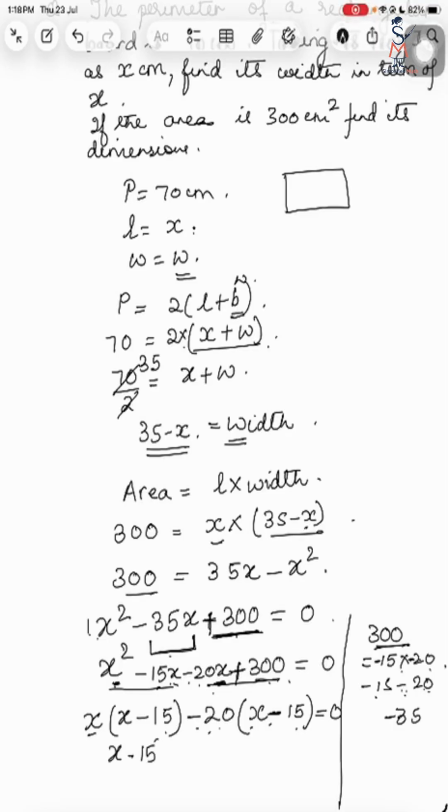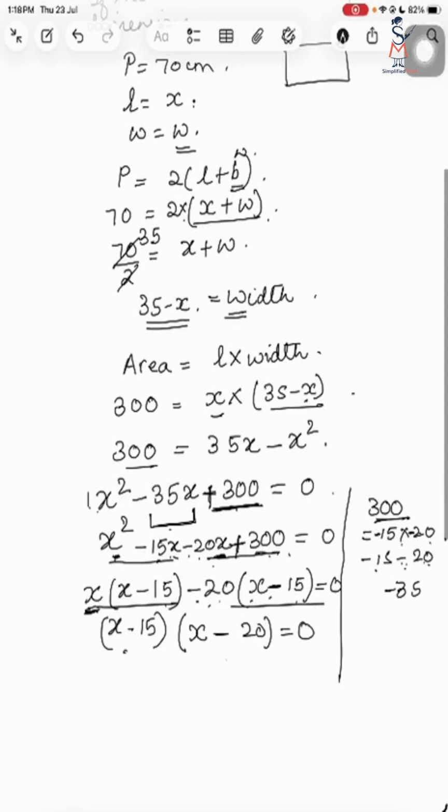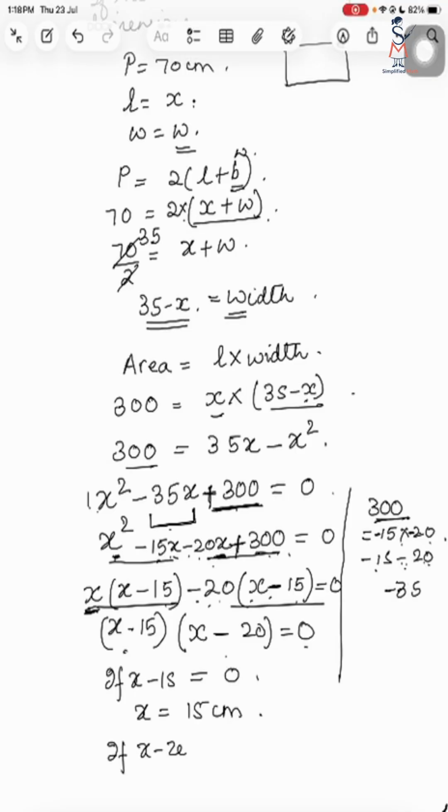Now x minus 15 is common in both these two terms. So x minus 15, and what is left here is x minus 20, is equal to 0. Now either this is 0 or this is 0, because the product is coming out as 0. If x minus 15 is 0, then x is equal to 15 centimeter. And if x minus 20 is 0, then x is equal to 20 centimeter.